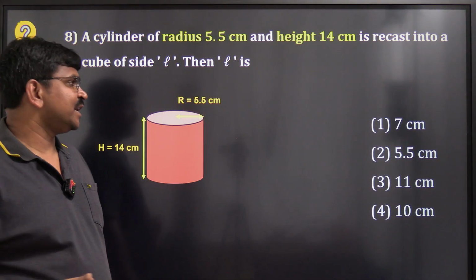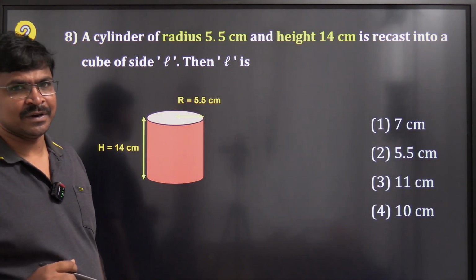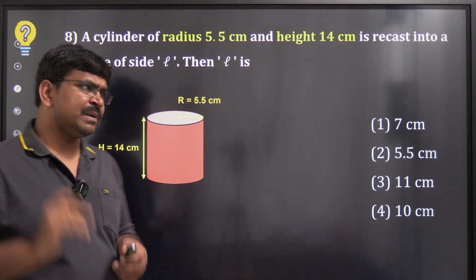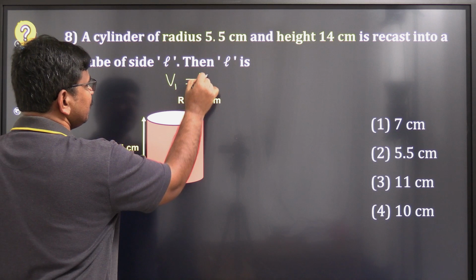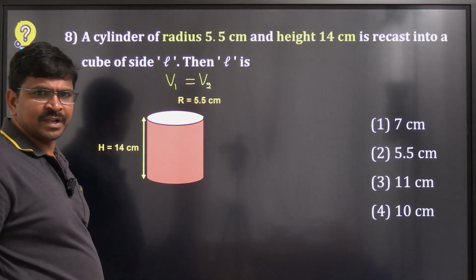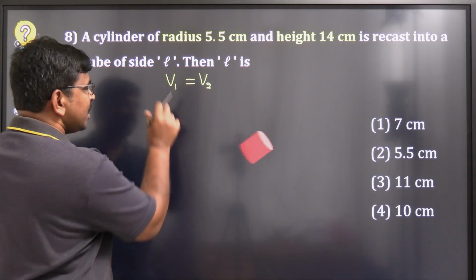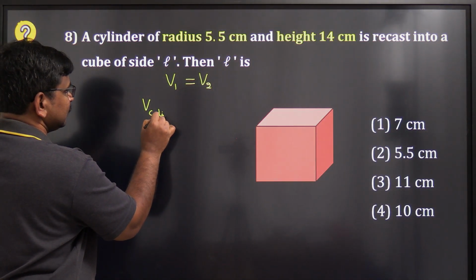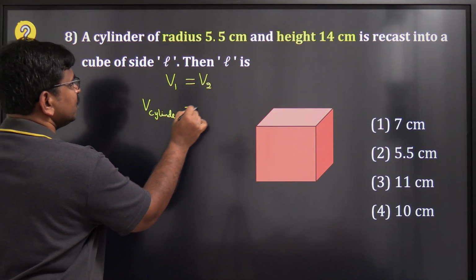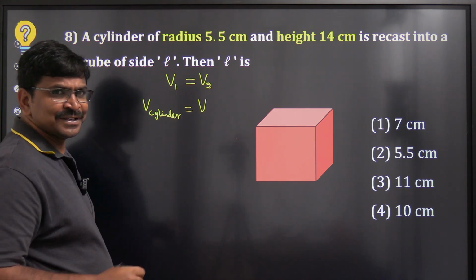But what is the logic here? You must remember, in recasting, always remember, volume initially must be volume finally. Okay. And initially the volume is the volume of the cylinder. That must be equal to the volume of the cube.